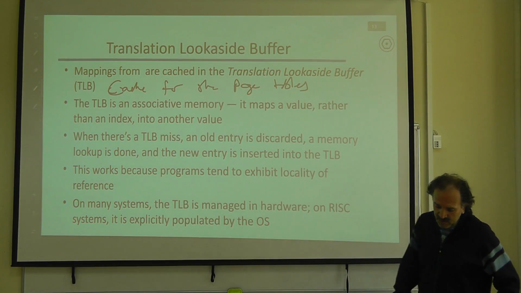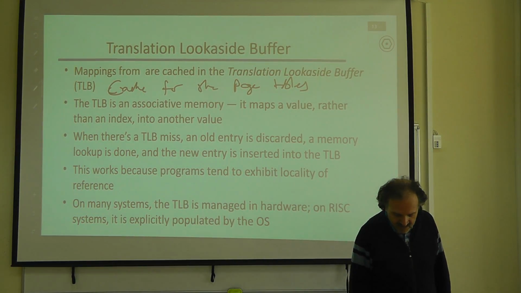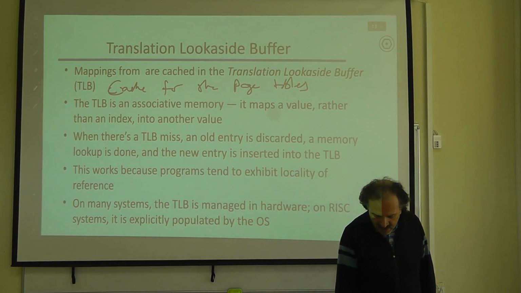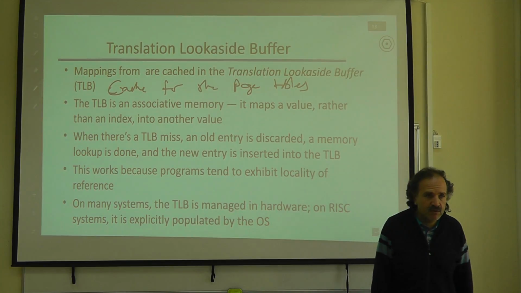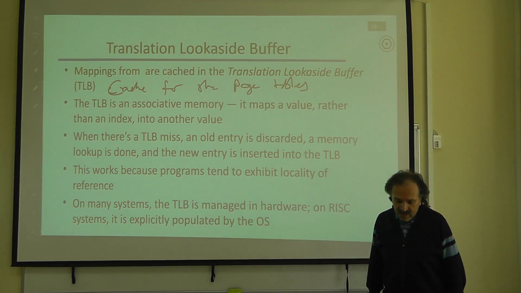It's an associative memory. You know what this means, right? From the organization class, associative memory means that it is working like a cache. It maps a value rather than an index into another value. You give one value, it maps it to another value, and it is in a single clock cycle, very, very fast.